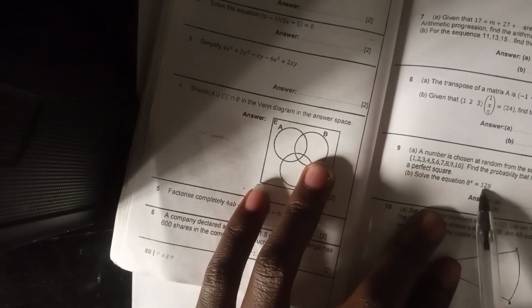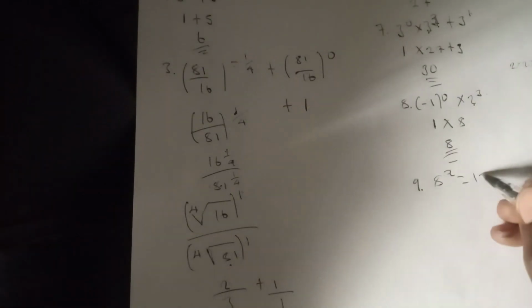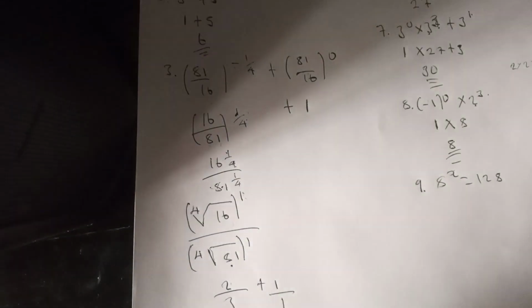So our question number 9. This one is a tricky one. It's a question in indices, but it's in form of an equation. So this is the question we'll be dealing with. Sorry, I hope you can see it. So let me just write it. So it's 8 to the power x equals to 128. Now, it's an equation, so this one we will handle differently.